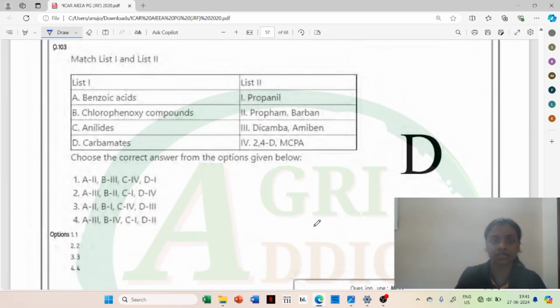Next is a general agriculture question. Here, the herbicides and the chemical group to which they belong are given. In the benzoic acid group, dicamba or amiben will come, and in chlorophenoxy compounds, 2,4-D and MCPA will come. In the group of anilids, propanil will come, and in the group of carbamate, profam and barban will come. So the answer is A3, B4, C1, D2, option D.